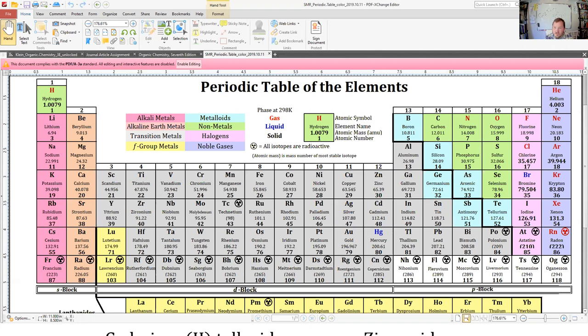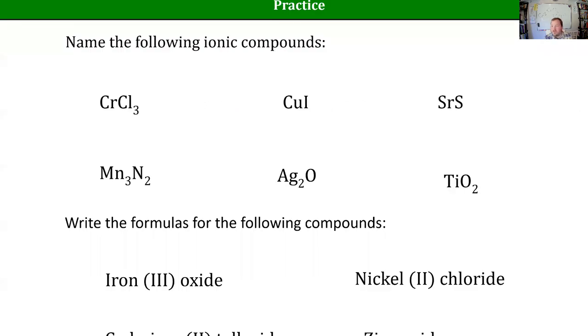Normally for this class, I like using the whiteboard way more than using the stylus, but when the periodic table is involved, it's helpful to be able to write directly at the periodic table or point directly to the periodic table. So with that in mind, silver and oxygen, go ahead.